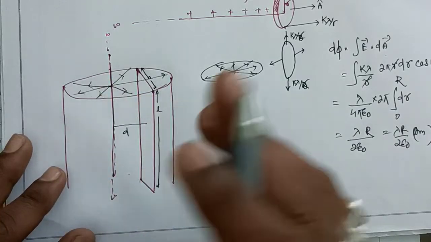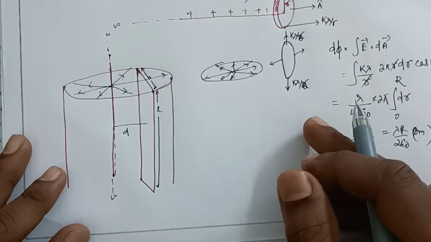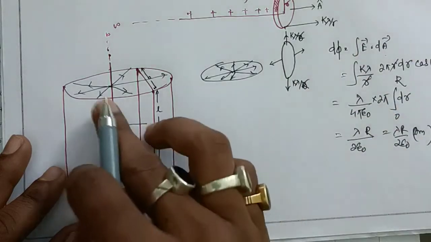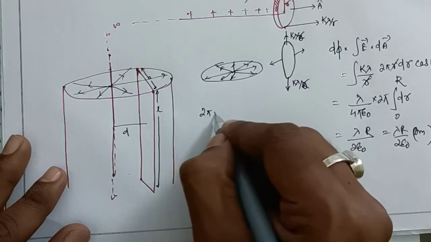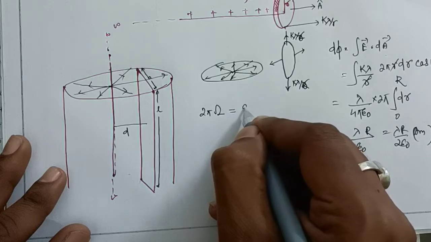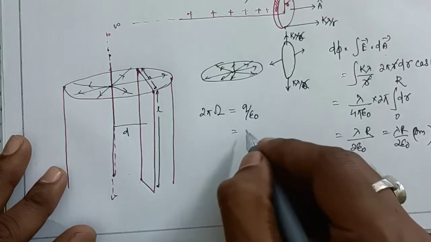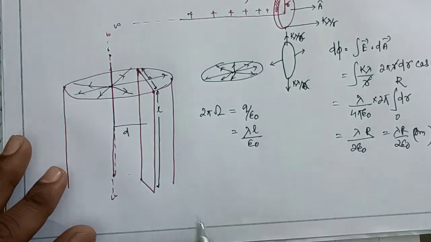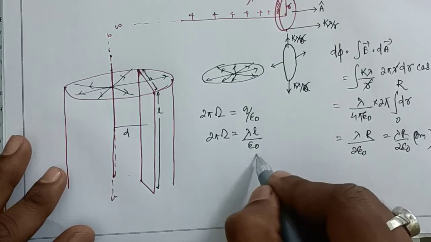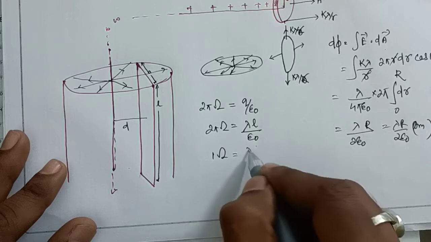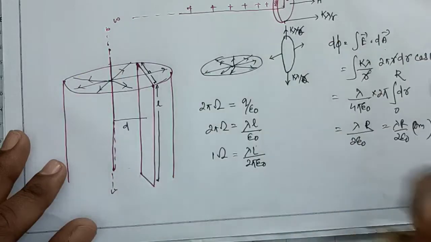And we know that if a charge is enclosed within a closed surface, the flux is q upon epsilon naught. So in this case, for 2 pi angle, the flux is q upon epsilon naught. Q can be written in terms of line charge density as lambda L. So for 2 pi angle, the flux is lambda L upon epsilon naught. For one unit angle, the flux is lambda upon 2 pi epsilon naught. This much flux is due to one unit angle.